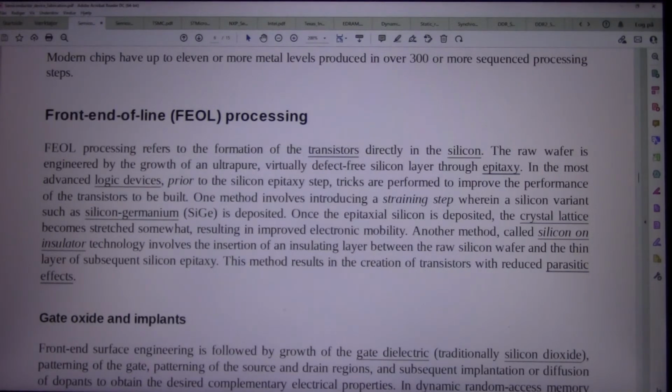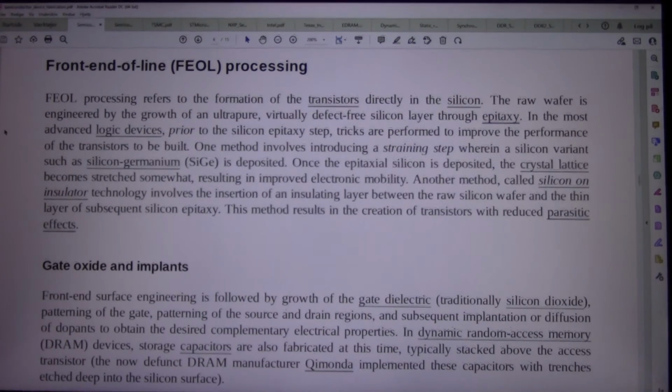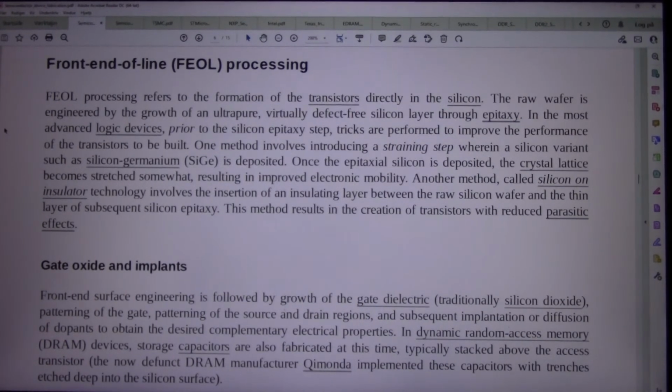Front end of line, FEOL, processing. FEOL processing refers to the formation of the transistors directly in the silicon. The raw wafer is engineered by the growth of an ultra-pure, virtually defect-free silicon layer through epitaxy. In the most advanced logic devices, prior to the silicon epitaxy step, tricks are performed to improve the performance of the transistors to be built.